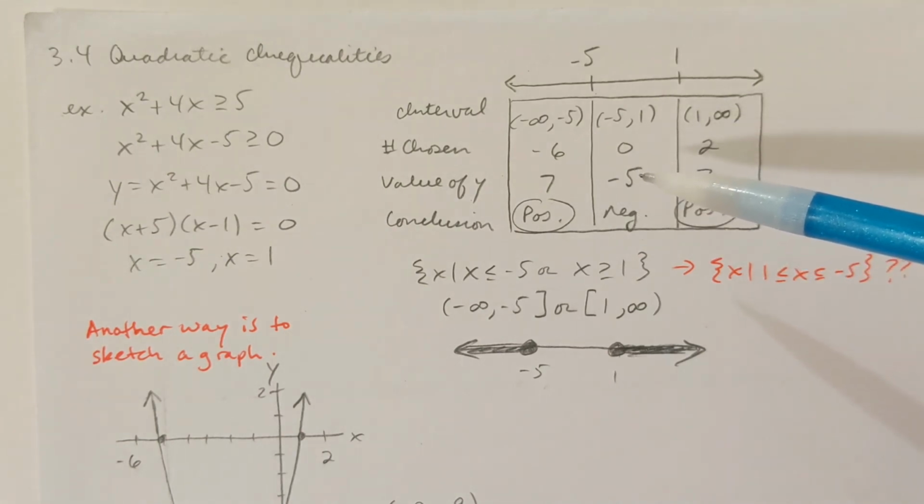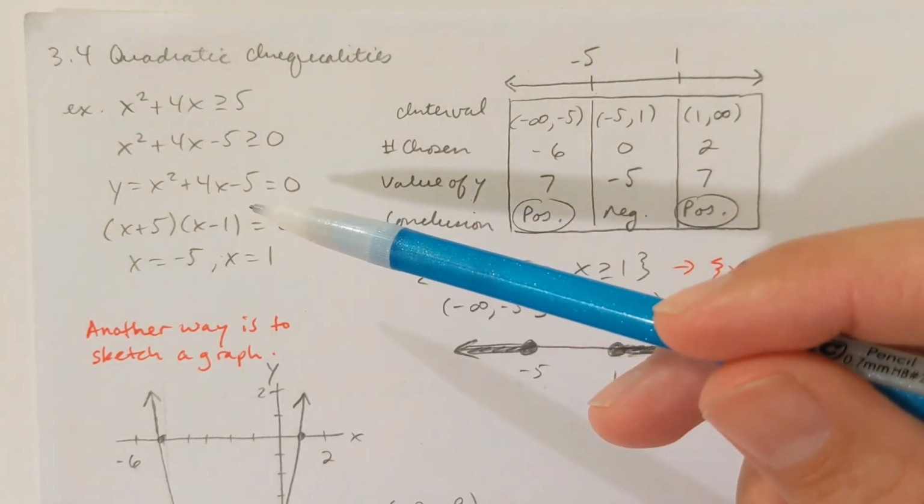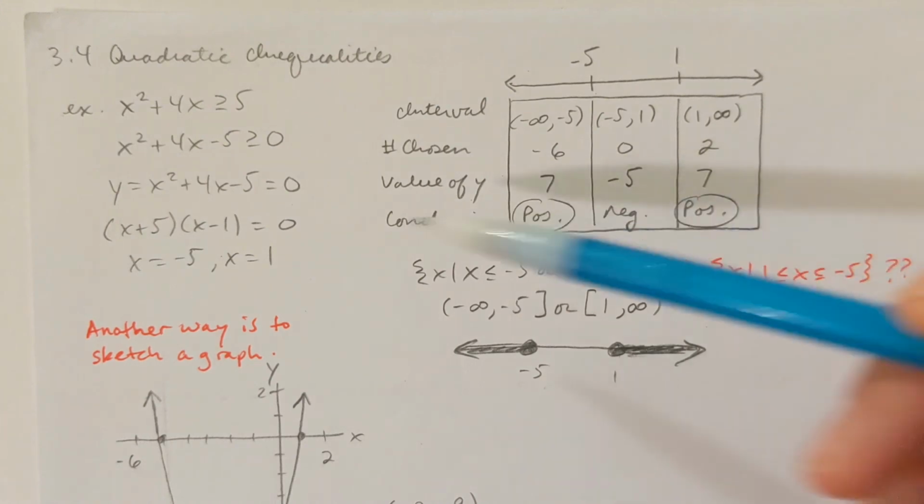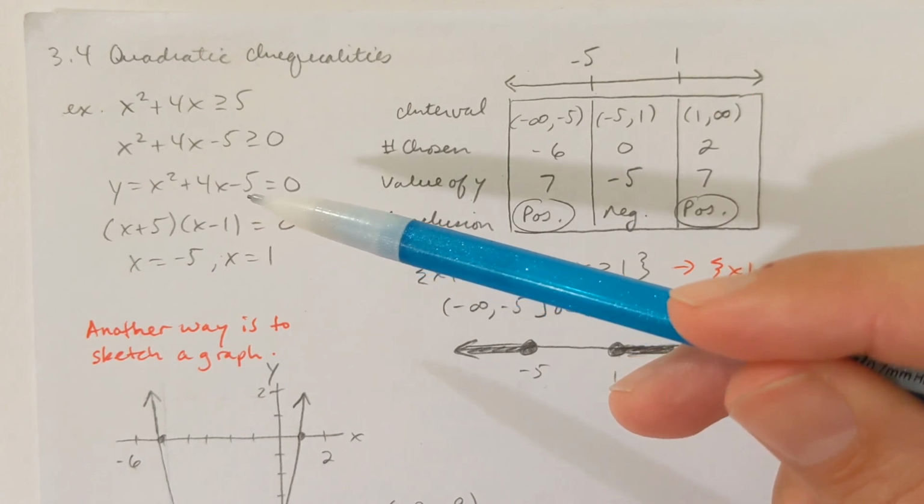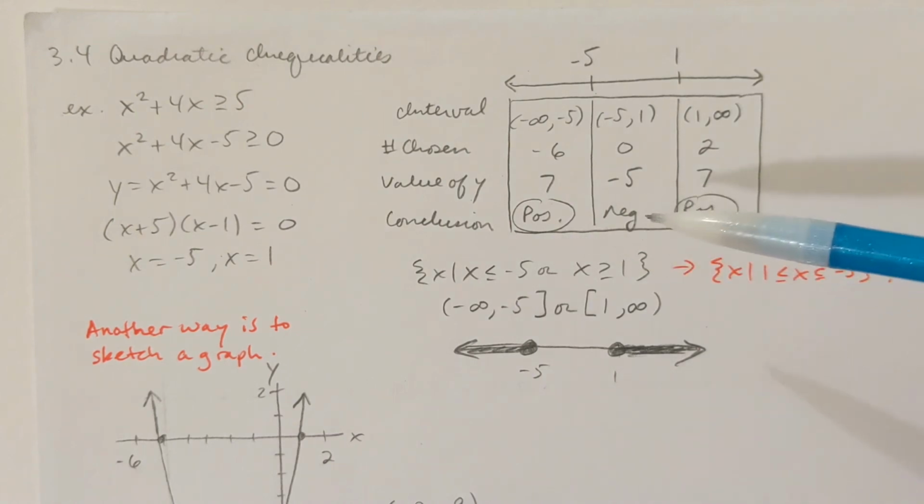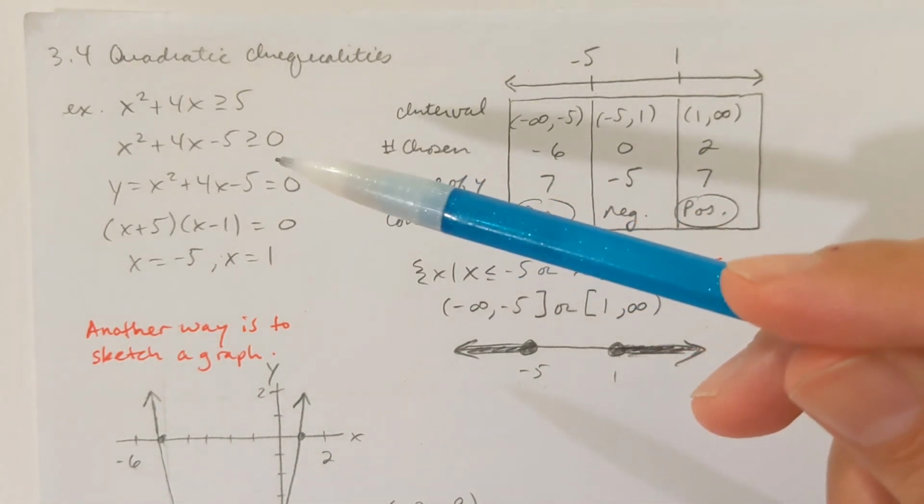Okay, and then move on to the middle one here. If x is 0, y is negative 5. And that's a negative number. And when x is 2, 2 squared is 4, plus 8 is 12, minus 5 is 7. Okay, now the reason why I've got these two circled is because I've got an expression that is greater than or equal to 0.